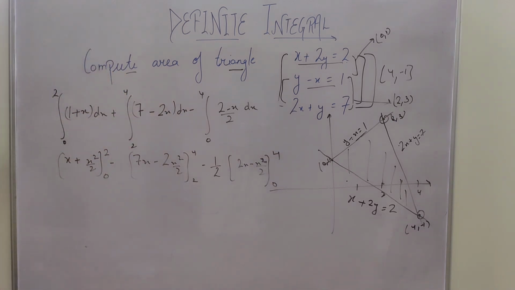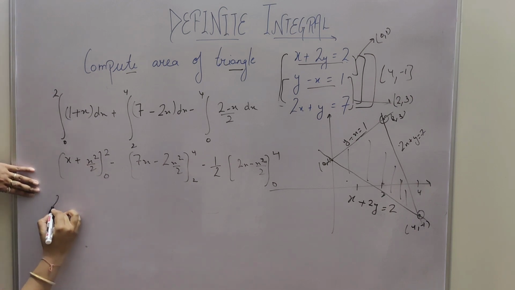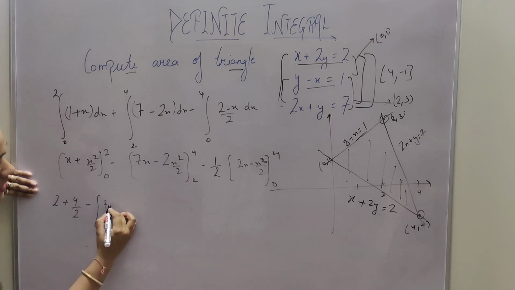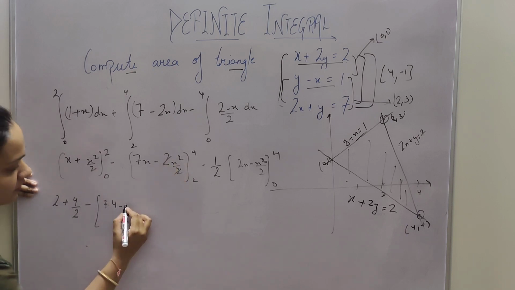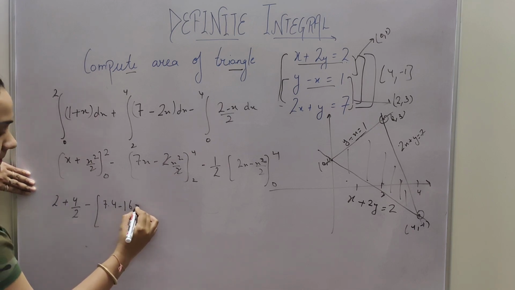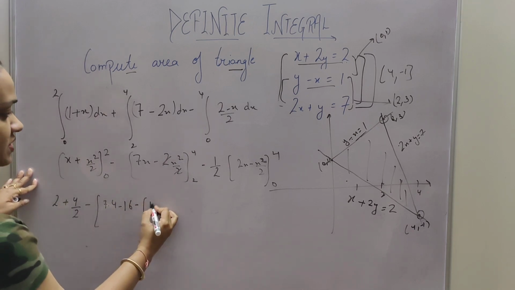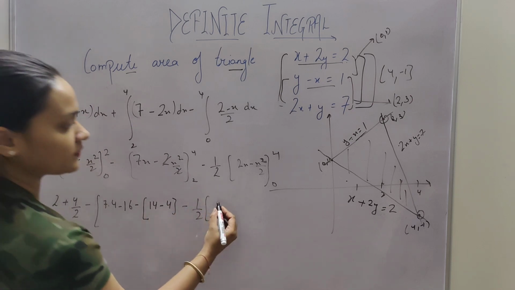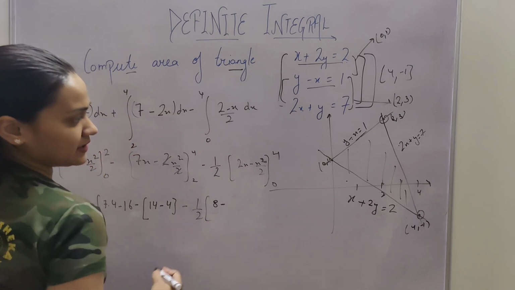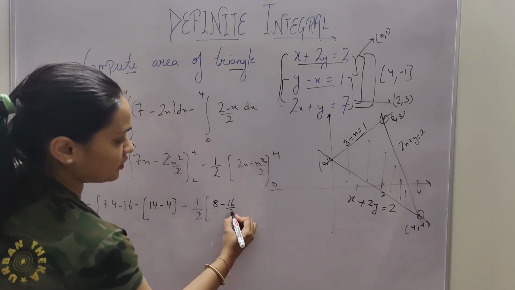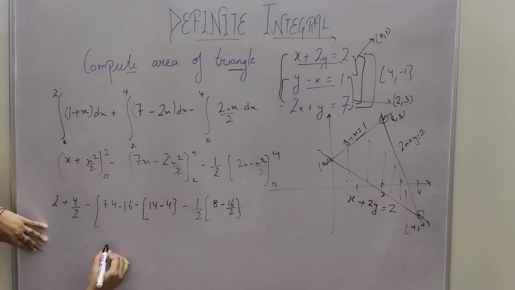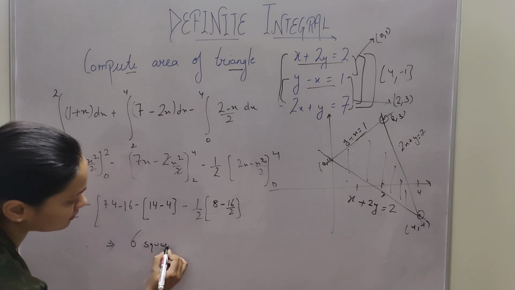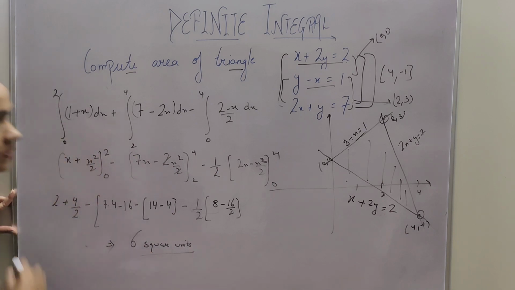from 0 to 4. Now putting the values: 2 plus 4 upon 2, minus 7 into 4 minus 16, minus, putting the value of 2, which comes 14 minus 4, minus 1 by 2, 8 minus 16 upon 2. Clear? By solving this equation, we get an answer. The answer came 6 square units is the answer of this question.